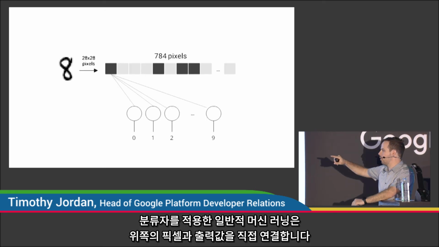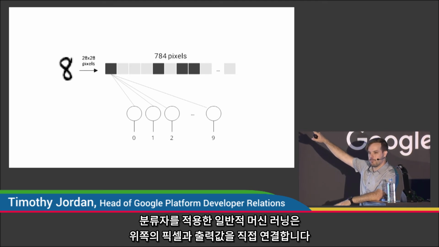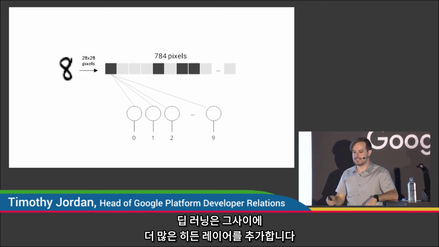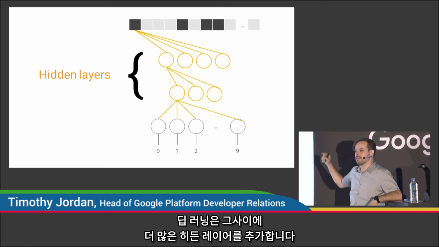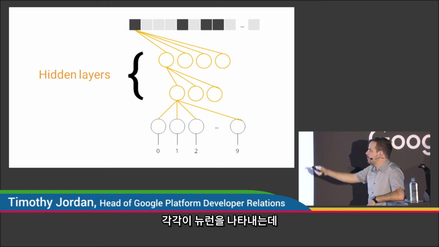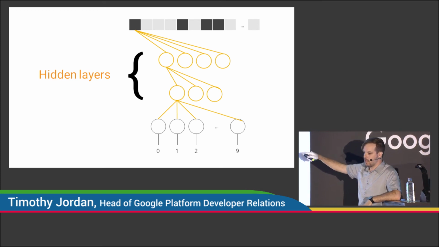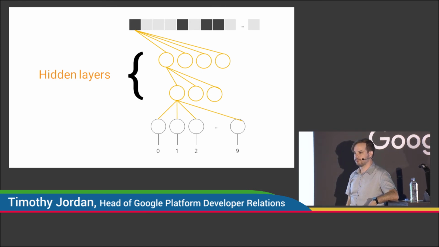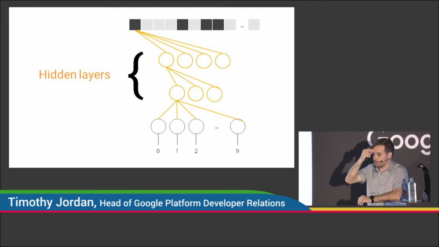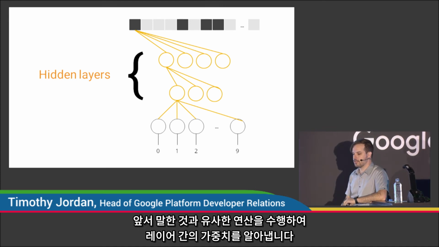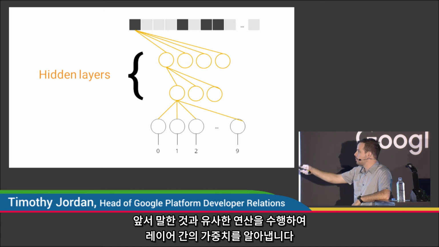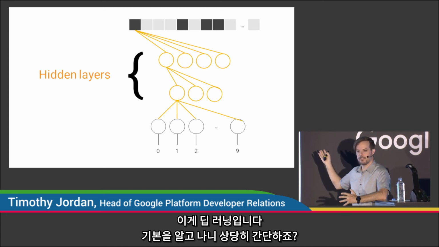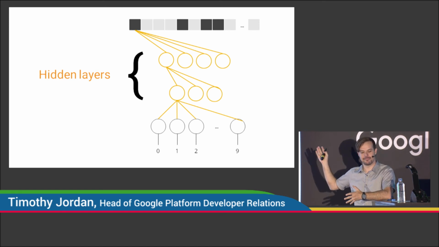Regular machine learning with our classifier connects the inputs, or the pixels at the top, to the outputs directly. Deep learning is simply adding more hidden layers in between. Each of these is a neuron that perform operations on the weights of the edges between them. Now, to build the model, we just do a similar operation as before to learn all the weights between all the layers. And that's deep learning. Pretty simple now that we have the foundation, right?